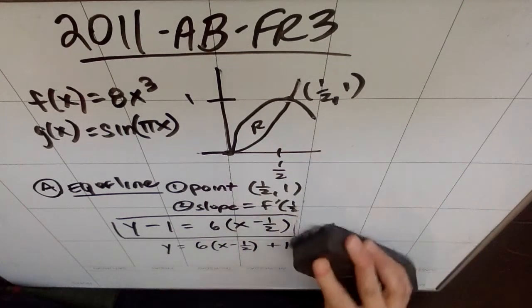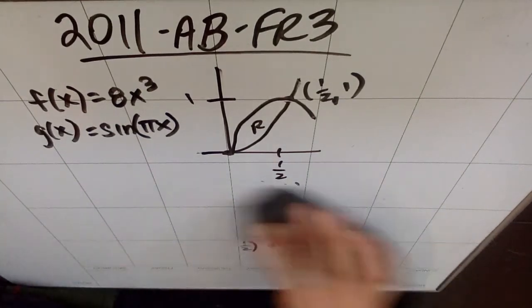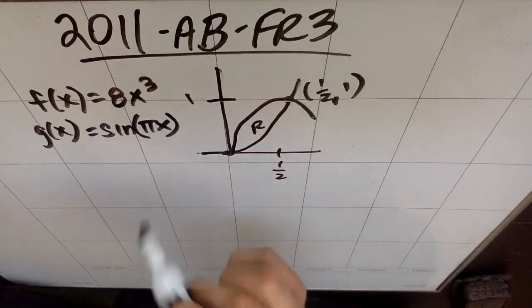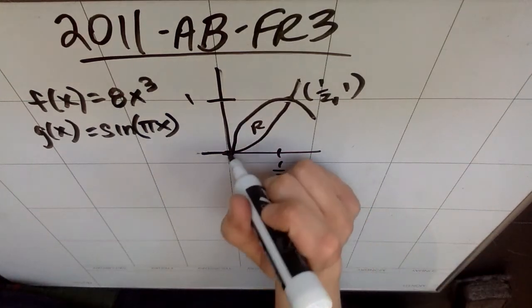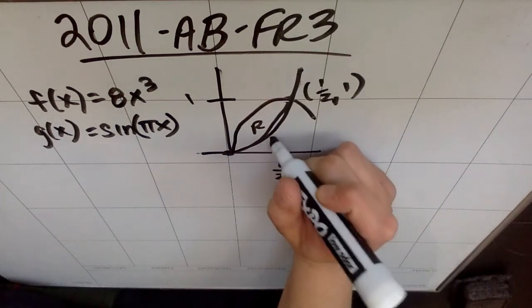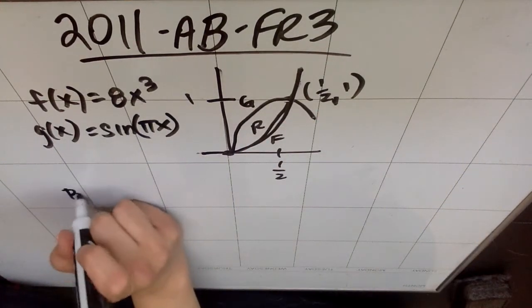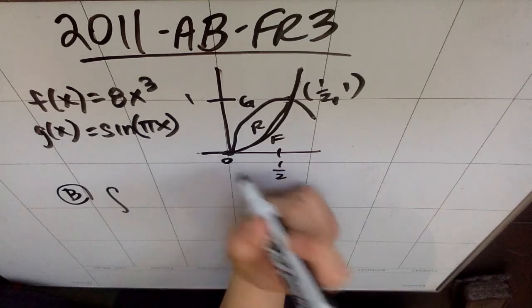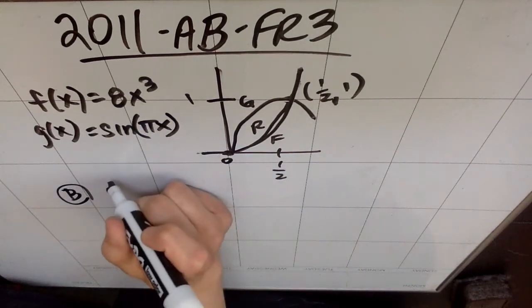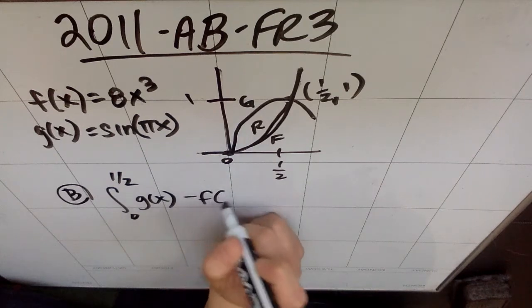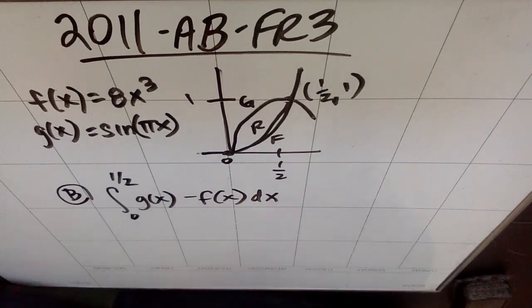Cool. So when I want the area between two curves, I need to integrate top curve minus bottom curve. Now the curves never switch places, and I know from my basic knowledge of graphs that this has to be the 8x cubed and that this has to be the sine. This has to be g. So when I go to do part B, I want to integrate from the first point of intersection, which is 0, to the second point of intersection, which is 1/2, of g of x, the top curve, minus f of x, which is the bottom curve, with respect to x.